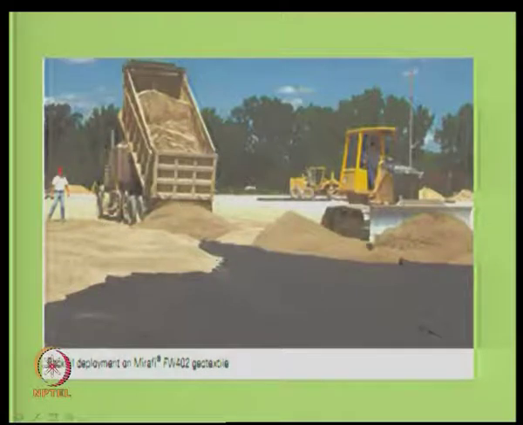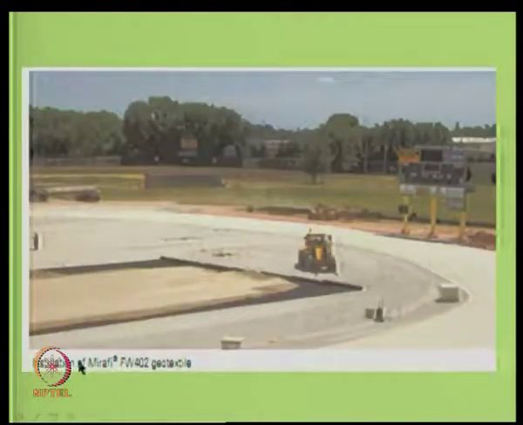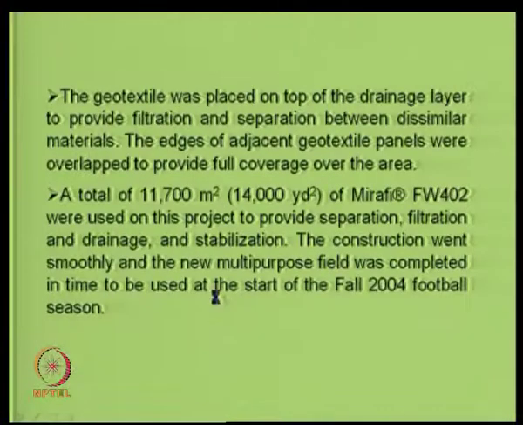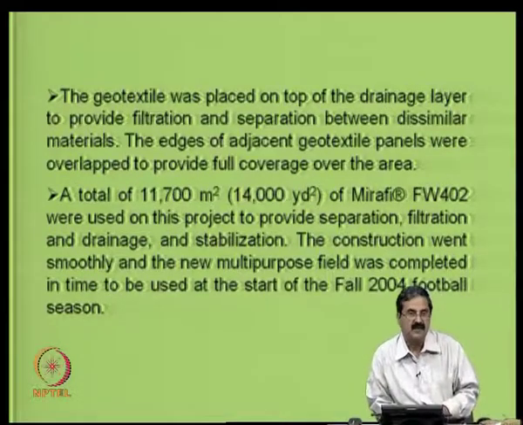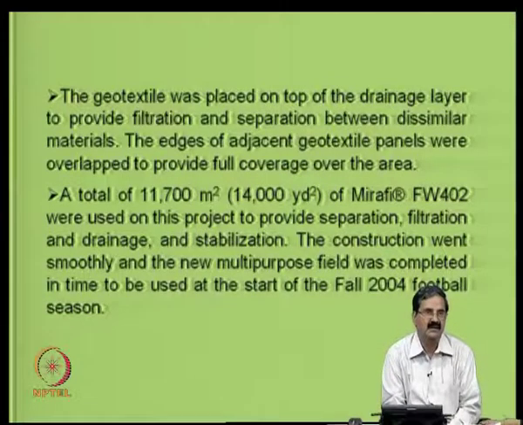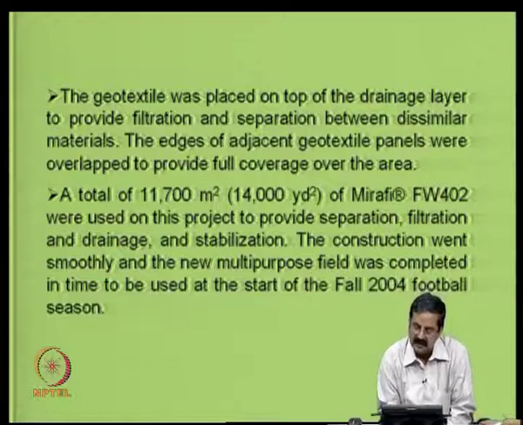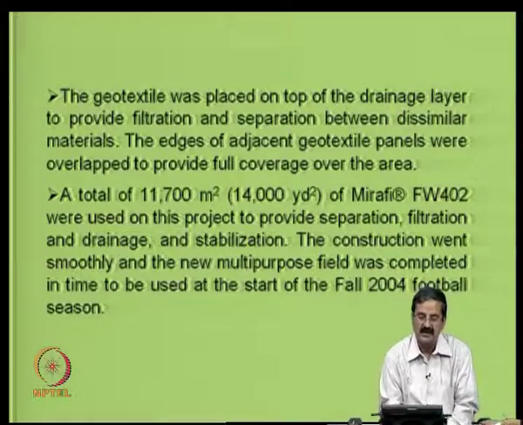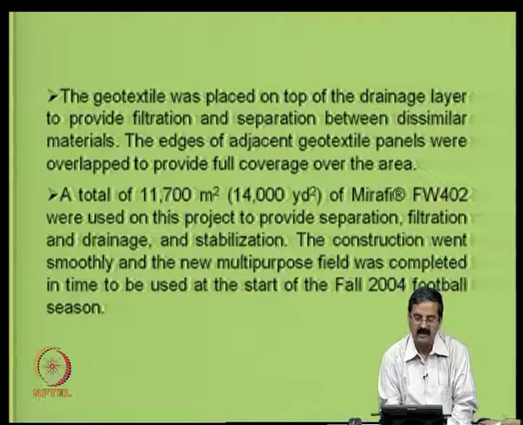The way it is done is like this. You can see that sand is being put and all that; this is all the equipment that is there. You can see the installation of this material here. So, the geotextile was placed on top of the drainage layer. The drainage layer is a sandy layer, like in the previous example you had gravel and around the gravel you had a geotextile. So, here on top of the drainage layer you have a geotextile, and it provides both separation and filtration.